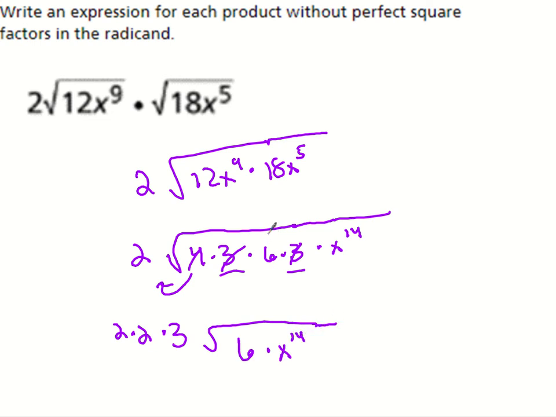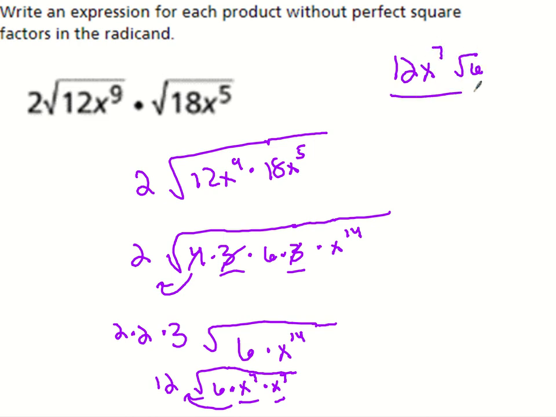Okay, well, x to the 14th is really just x to the 7th. So this is 2 times 2 is 4, times 3 is 12. Sorry, let's just get that out of the way. So 4 times 3 is 12. But x to the 14th is x to the 7th times x to the 7th. Well, that's a pair, so I can bring that x to the 7th to the outside. So I have 12 x to the 7th on the outside, and we're left with a 6 on the inside. I can't break down 6 anymore because it's just square root of 3 and square root of 2, and I can't do anything with that, so I am all done.